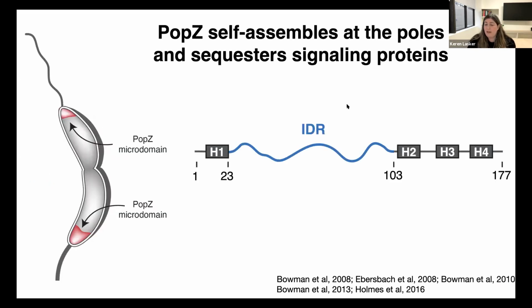So what do we know about PopZ? PopZ was co-discovered in 2008 in the labs of Lucy Shapiro and Christine Jacobs-Wagner. It is a cytosolic protein, 177 amino acids long. It consists of a conserved helical N-terminal region, which was later shown to be used for client binding, and a helical C-terminal region, as well as a disordered region that is enriched with acidic amino acids and prolines.